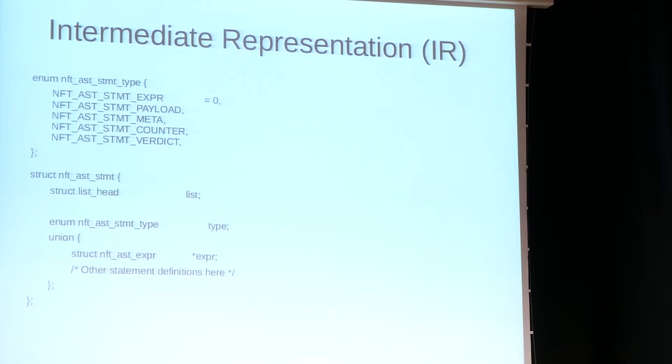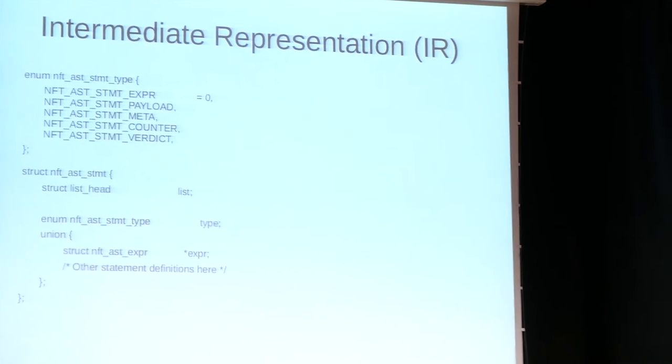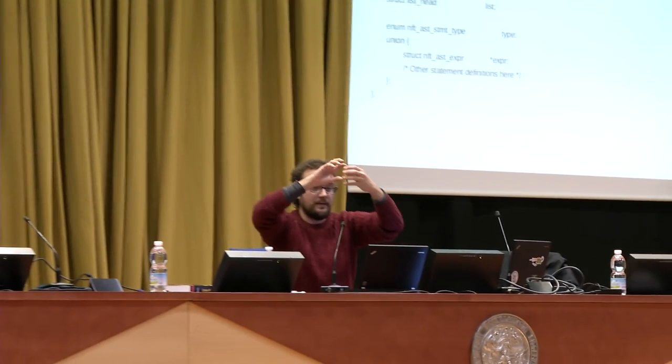So now what we have is, as I said, a list of statements, and this can be a statement of expression kind that contains the tree that specifies what we want to match, and then another statement with probably, again, another expression indicating what we want to match, payload or meta, and then probably another statement that indicates the action that we want to perform on the packet, and then, if there is another action to perform that is not terminal, another action to be done.